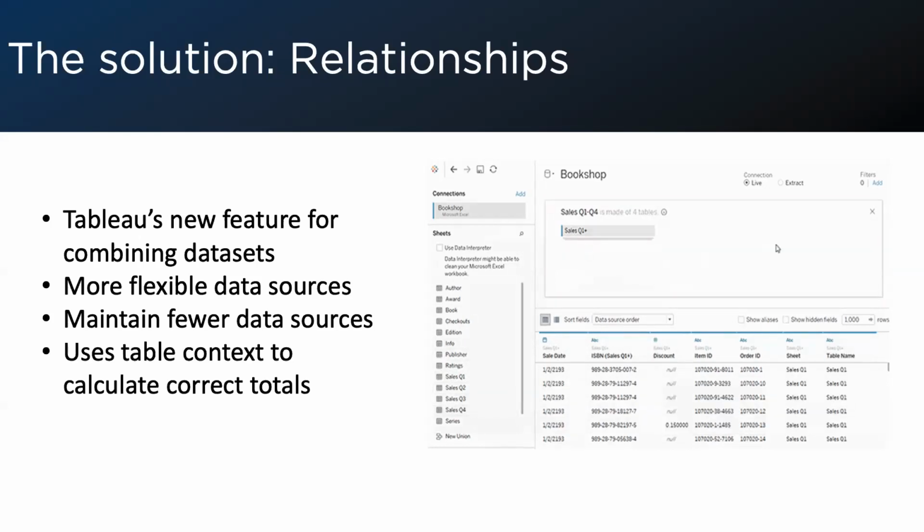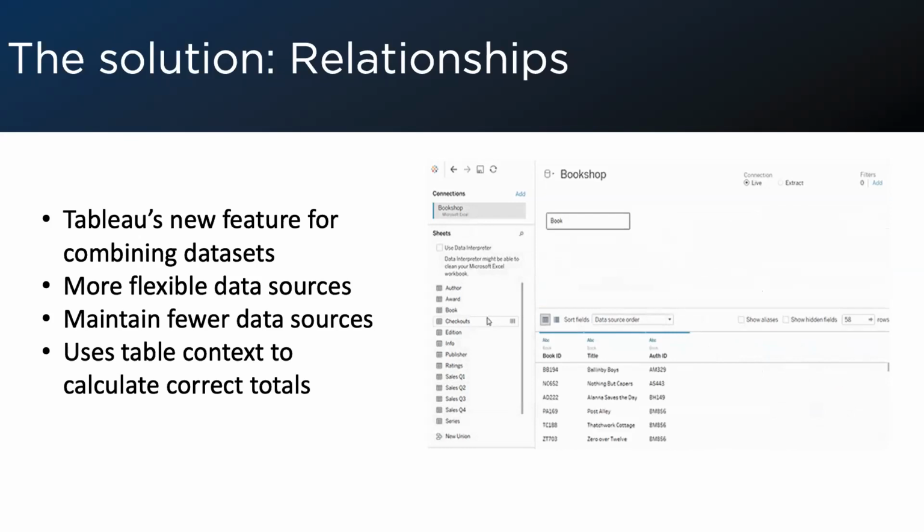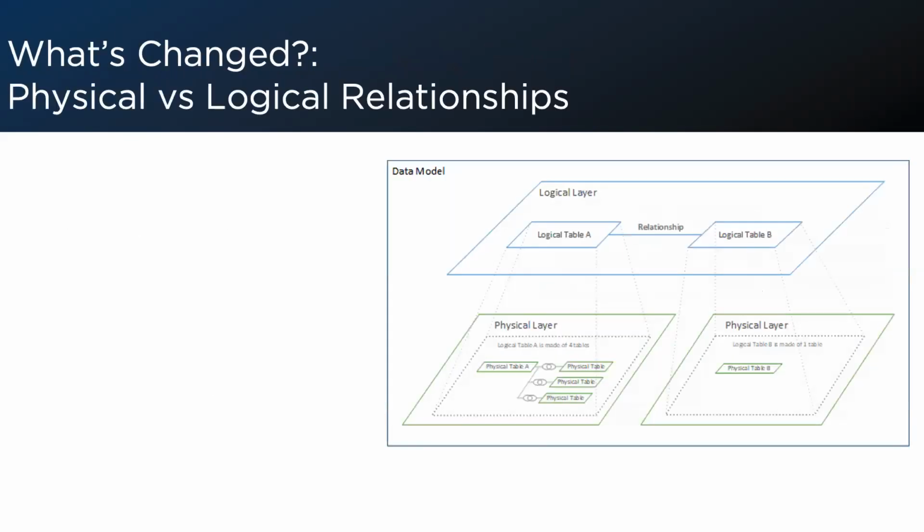All right, and then essentially what it's doing is it's using table context to calculate the correct totals. It's using the context and the granularity of the relationship and of the data in the view to be able to run this. Okay, so this is essentially where we're at right now.